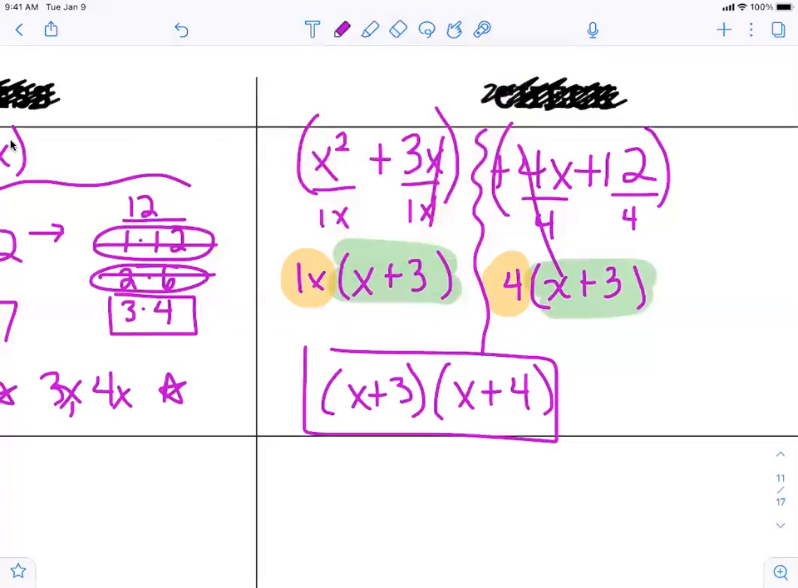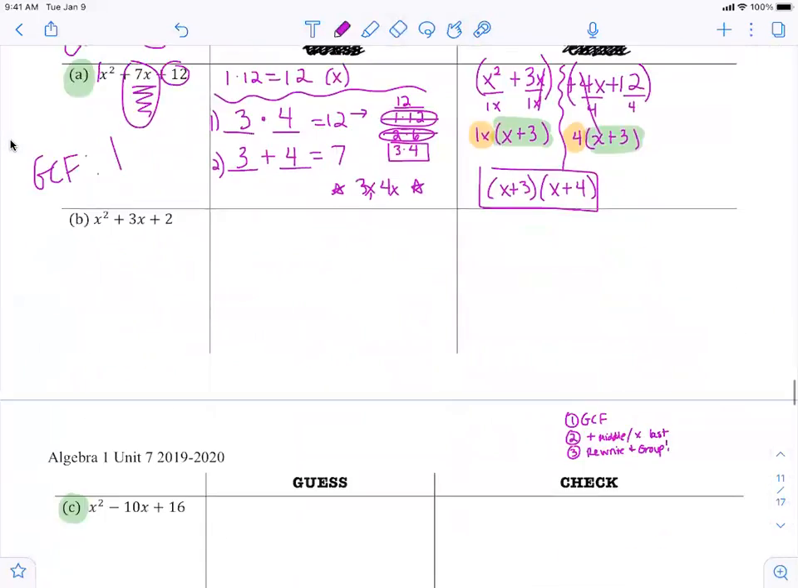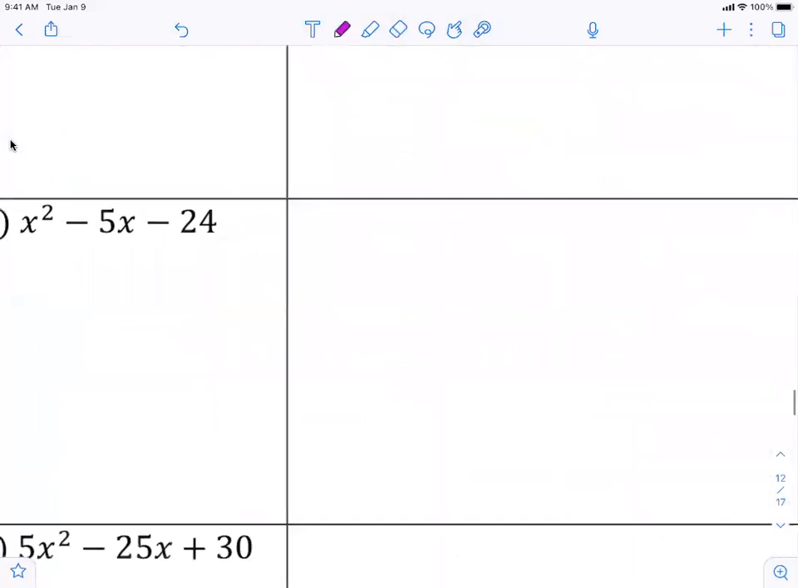Now, nothing changes about what we did the other day. You'll notice that if there was a GCF to take out in the beginning, we would have. In this case, fun fact, it was 1, which is why I didn't do it on this one. But sometimes we deal with some more complicated ones here too. So let's go through and let's do one more.